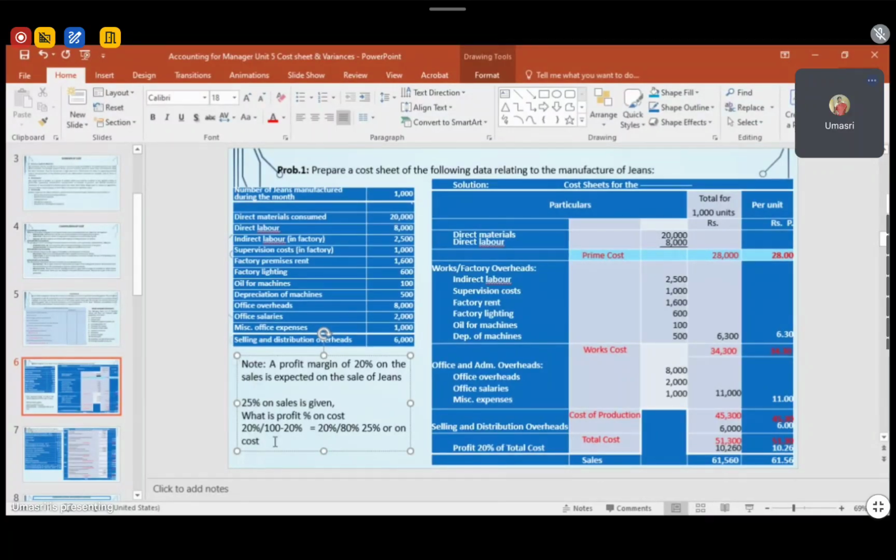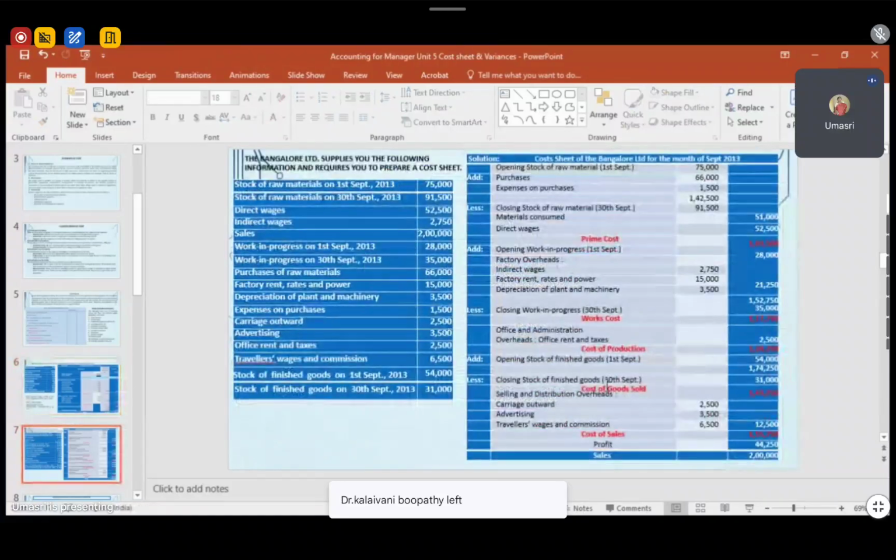Suppose it is given indirectly, you have to calculate like this. Some problems will be given like that, so you should read very carefully whether the profit percentage is given on cost or on sales. If it is given on cost, no problem, we know cost, so cost into profit percentage divided by 100, we can calculate directly. Suppose it is given on sales, you have to derive the cost included and then find out. This is additional information for you.